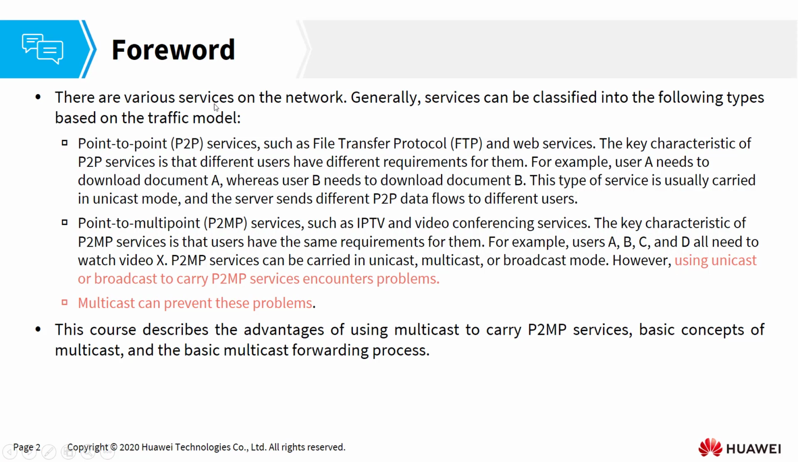There are various services on a network. Generally, services can be classified into a number of types. First is what we call the point-to-point services: one sender sending traffic to one receiver. The other type is point-to-multipoint services, like IPTV. We have some kind of source, but this source intends to send exactly the same kind of traffic to several receivers, a certain group of receivers.